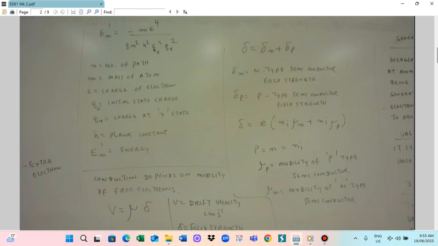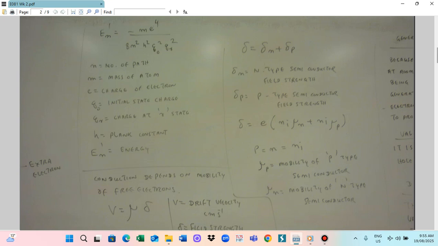The moving velocity, the drift velocity, depends on how much mobility, how many mobile electrons there are in the area, and also the field strength. When you apply a field strength, we get more mobile electrons, so the drift velocity will be higher. So this is the way we can calculate the mobility. In this case, this field strength for the p-type and n-type semiconductor can be calculated.